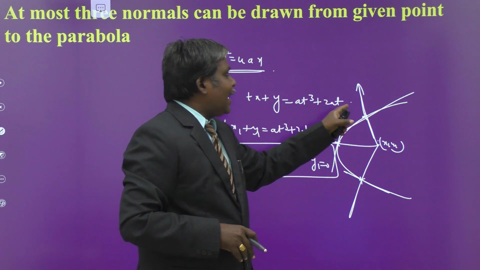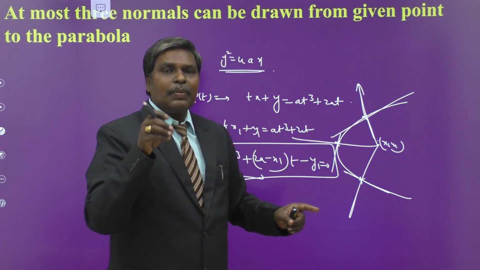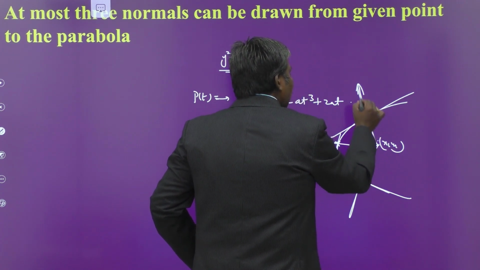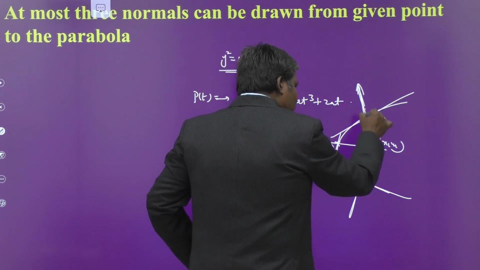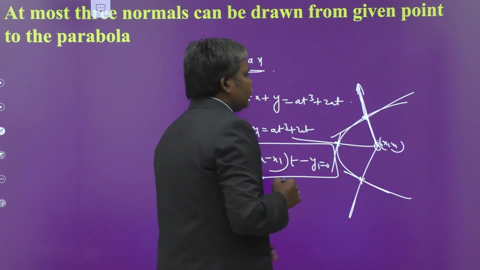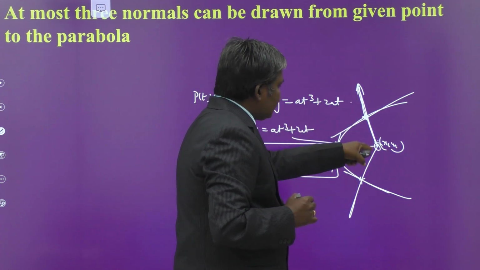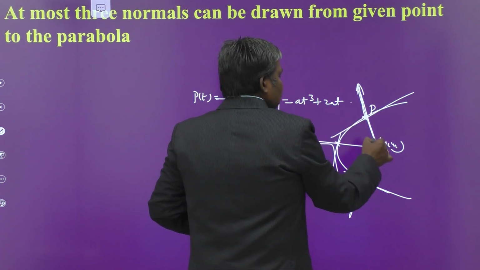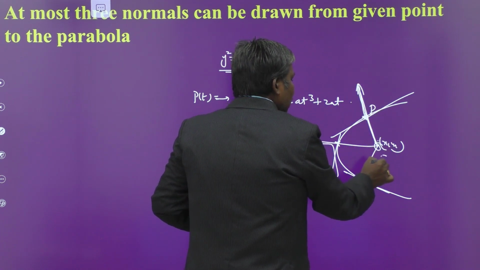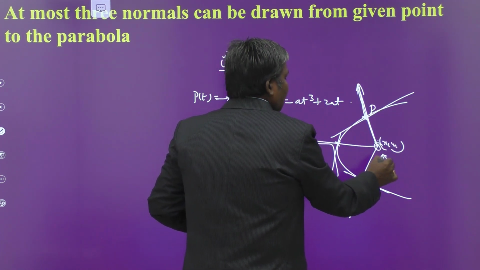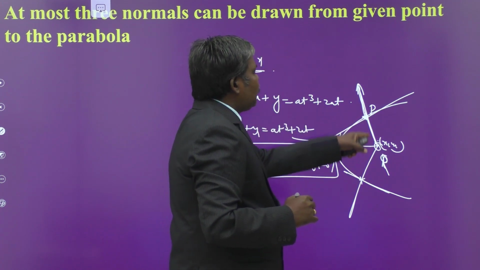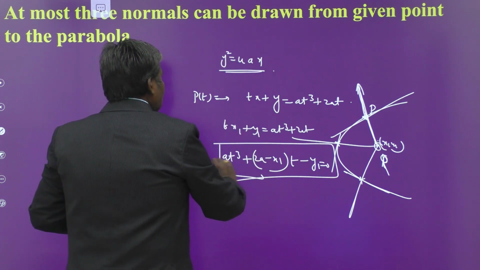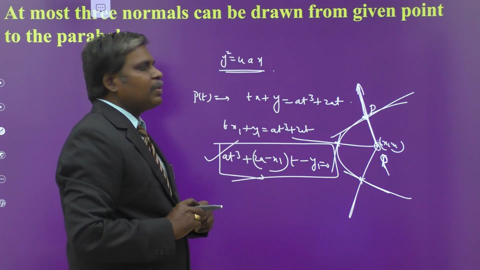But yes, the normal at a point is different from the normal through the point. Here, this is the point, this is the normal at this point to the parabola. At the same time, this is the normal through this point. This is P. We say that this is the normal at P to the parabola. At the same time, we read this is the normal through this point Q or R to the parabola. So, at most 3 normals can be drawn from a given point to the parabola.